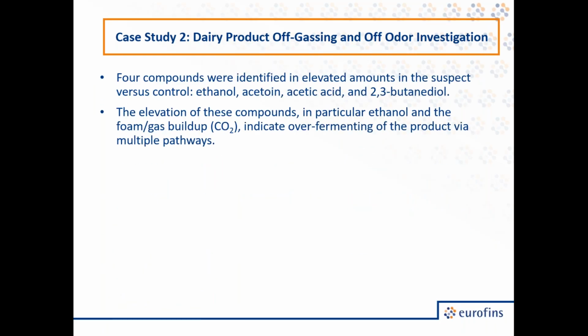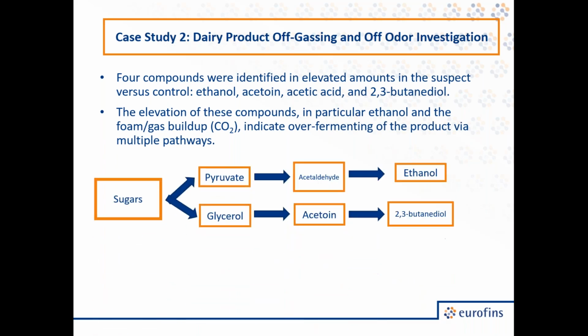So in this case, elevation of these compounds, in particular ethanol, and also the foam that was observed, which is carbon dioxide, these indicate over-fermenting of the product, which could occur by multiple pathways. So in a fermented product, yeast are undergoing chemical reactions to produce different compounds. And in this case, there are multiple reactions that are likely occurring. As we saw in the control sample, 2,3-butanediol is a normal byproduct of these reactions, but in the case of our suspect sample, they were clearly having an over-fermenting issue, which was explaining both the off-odor and the foam that was observed.